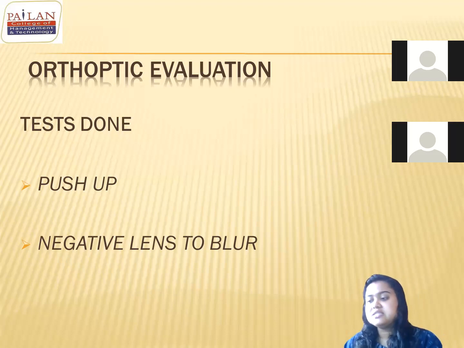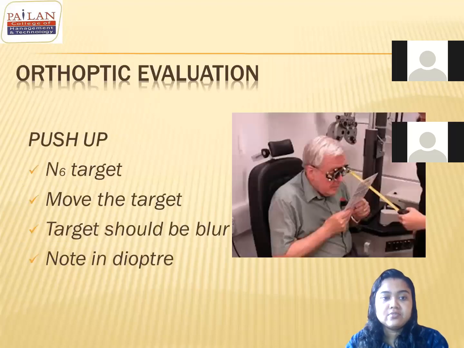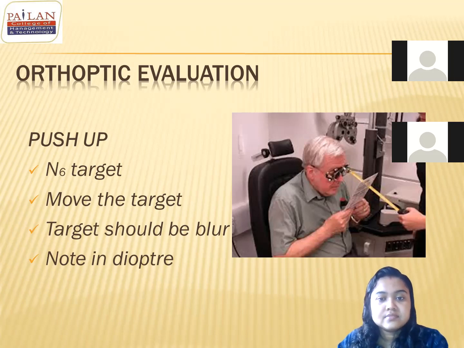Are these methods clear to all of you? How to measure the amplitude of accommodation? Yes, Ma'am, everything is clear. Yes, Meena. Ma'am, if you are taking 8 diopters, do we have to add the working distance to find the amplitude of accommodation? No, not like that. Working distance need not be added to the amplitude of accommodation.